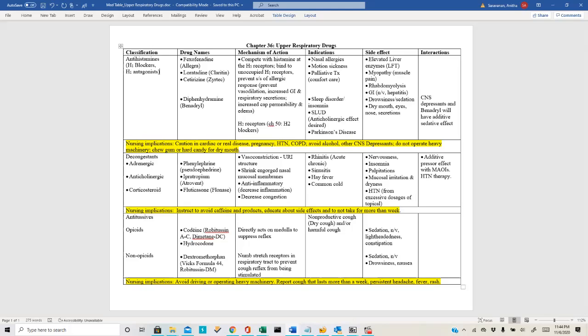Because diphenhydramine especially can cross the blood-brain barrier, you need to be really careful with CNS depressants and teach them exactly what you would teach in terms of operating machinery, and then for dry mouth, what to teach them and things like that. So caution in cardiac or renal. Sorry, guys, there's a typo.